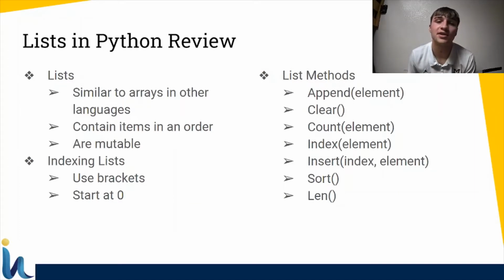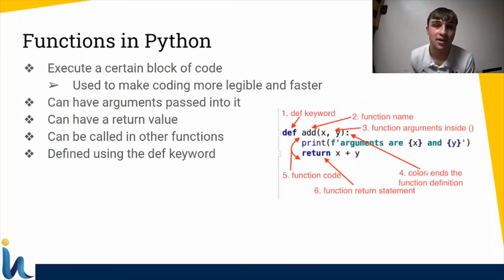As far as lists go, lists are similar to arrays in other languages, contain items in an order and are mutable, so we can change the items in the list or add or remove items. Indexing, we use brackets. The first term starts at 0, index 0. And some of the list methods were append, clear, count, index, insert, sort, remove. I mean, they just go on and on.